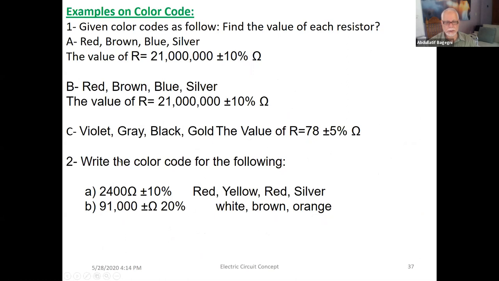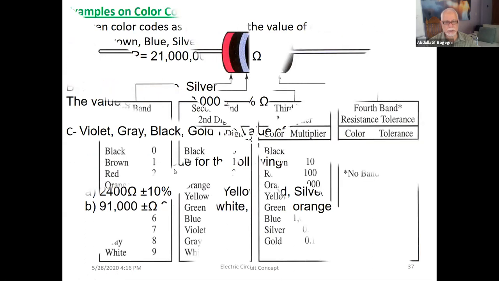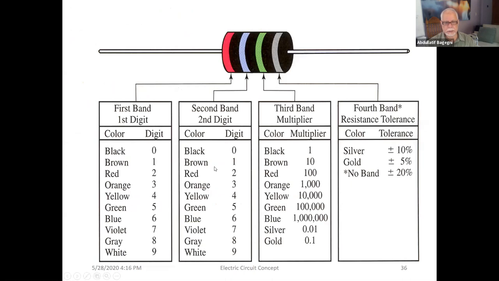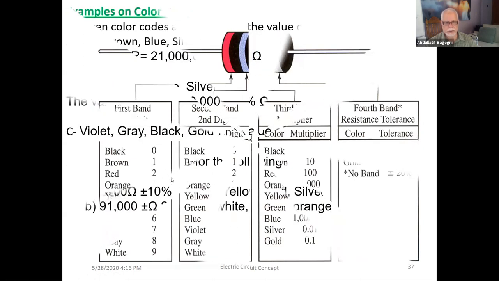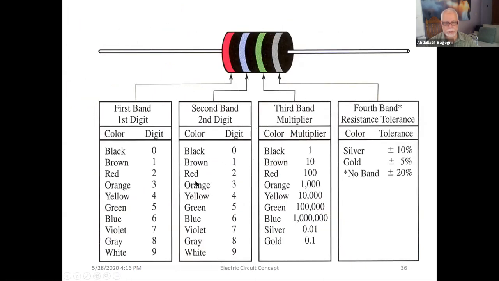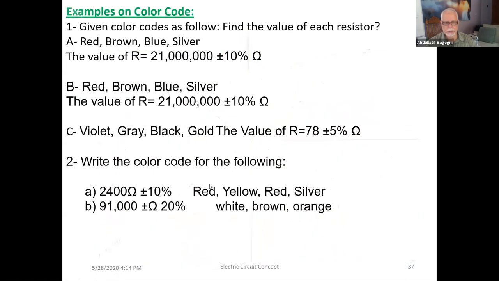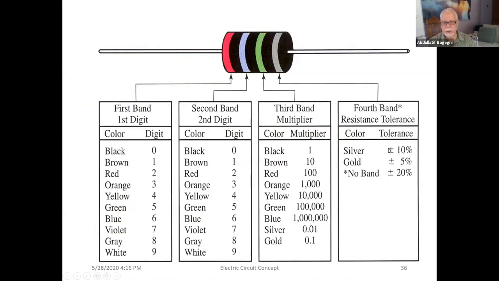Okay, here's an exercise: write the color code for the following. We have the numbers here. The first one and second one are the first digit and second digit. So it will be red, yellow. And then the last two here are the multiplier. So we have 24: first digit 2, second digit 4. So 4 is yellow, so we have red, yellow. And then the multiplier has 20, it's a red. So it will be red, yellow, red, and plus or minus, it's silver.